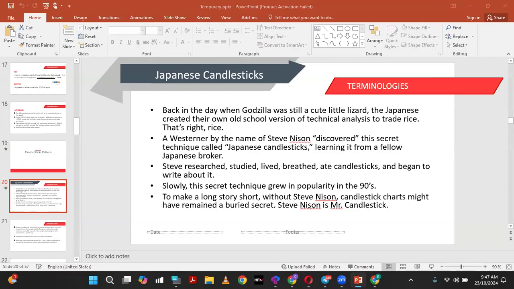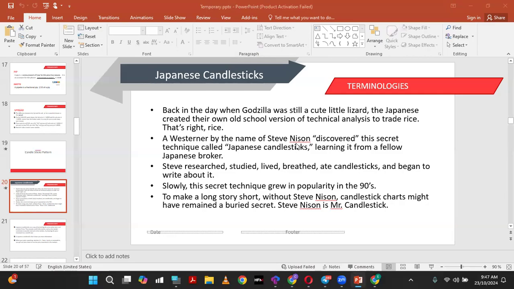They originated from Japan, and they were used way back in the 18th century as a way of buying and selling rice. So that's where they started from. Back in the day, when Godzilla was looking, the Japanese created this old school version of technical analysis to trade rice. That's right, rice.